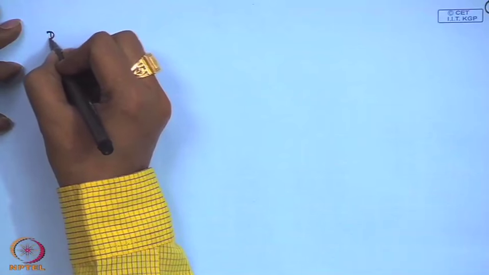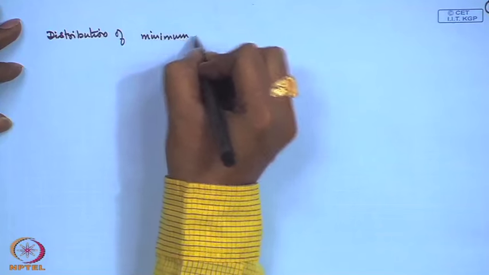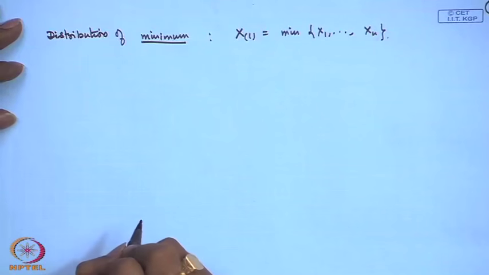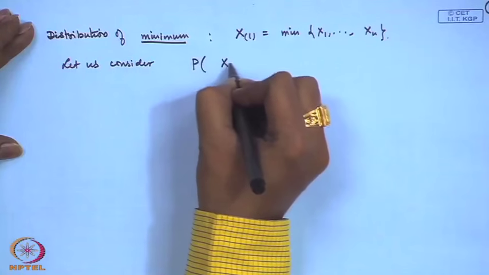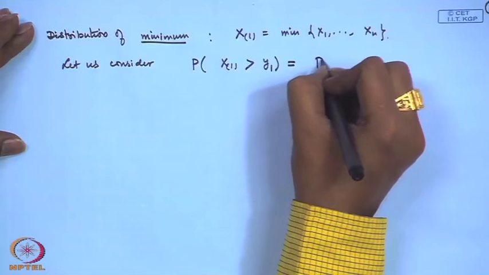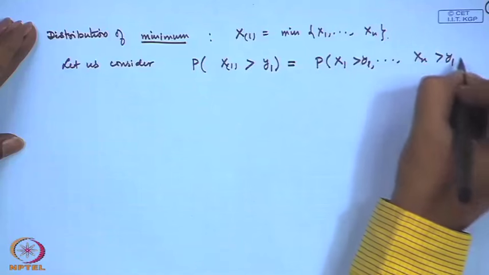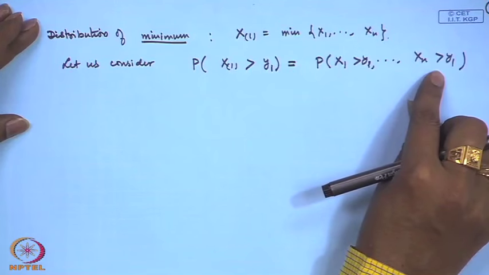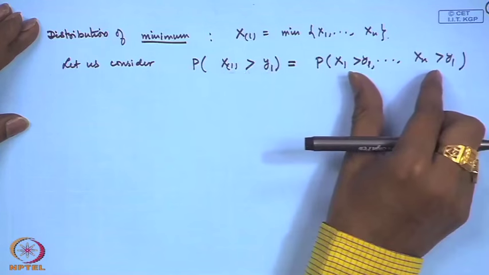So, let us consider the distribution of the minimum, that is X(1), the minimum of x1, x2, ..., xn. Let us consider the probability of X(1) greater than some value y1. Then it is equal to the probability of x1 greater than y1 and so on, xn greater than y1. Because if the minimum is greater than y1, then each of x1, x2, ..., xn has to be greater than y1. At the same time, if each of x1, x2, ..., xn is greater than y1, then the minimum has to be greater than y1. So, this event and this event are equivalent.